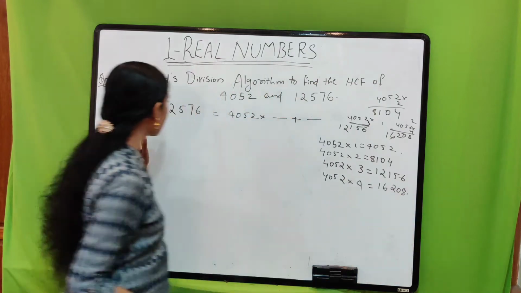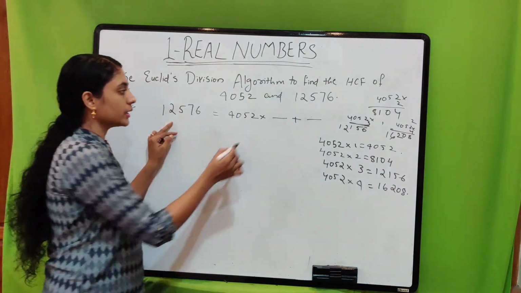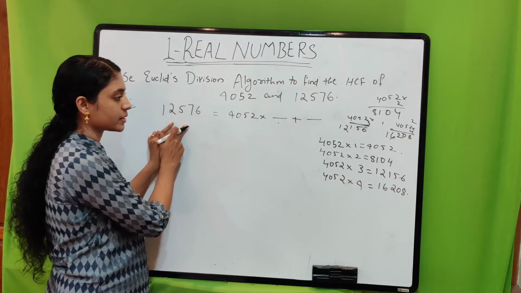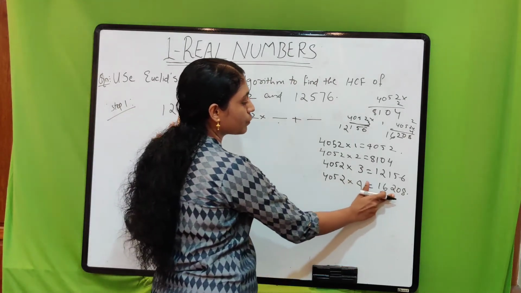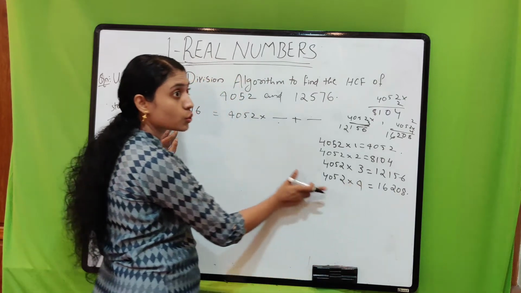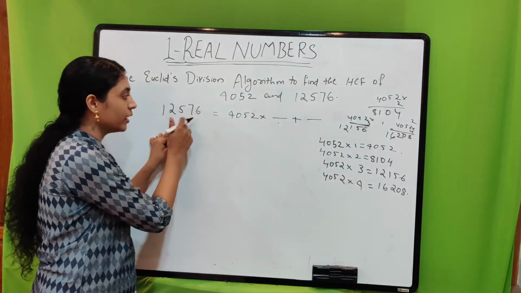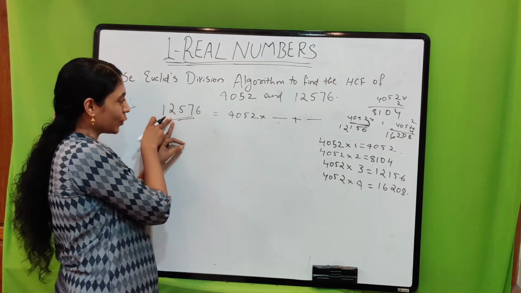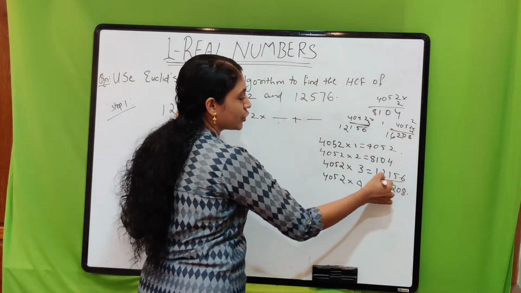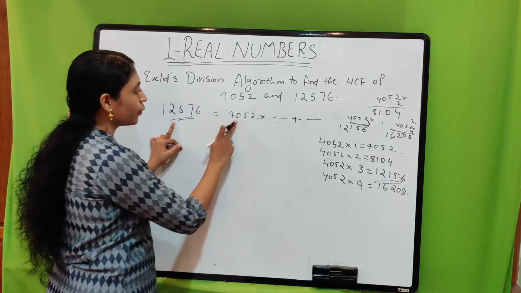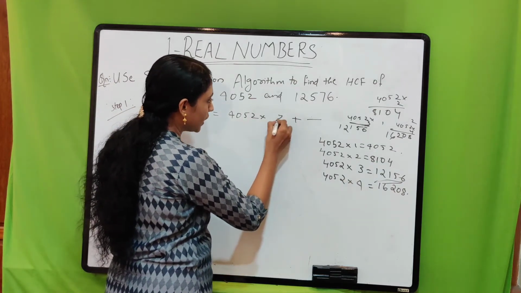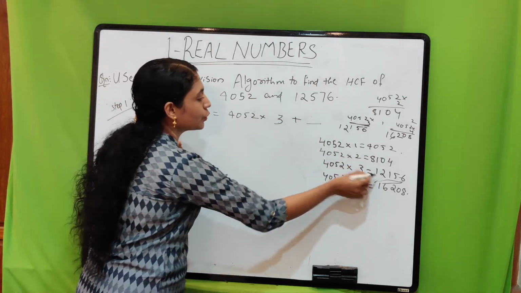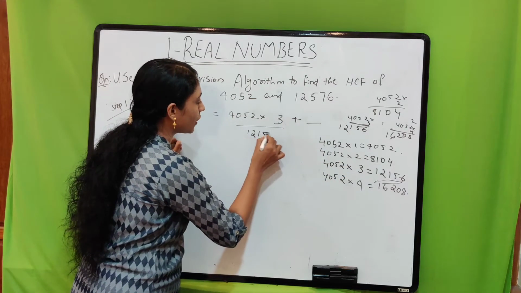so 16208. Now consider this number. This should be less than or equal to 12576. We cannot write 4052 into 4 because it is 16208 and that is greater than this one. So we have to find a number which should be less than or equal to 12576. So what is the number? 12156, right? So we can write 4052 into 3 plus dash. How to find out? 4052 into 3, the answer is 12156.